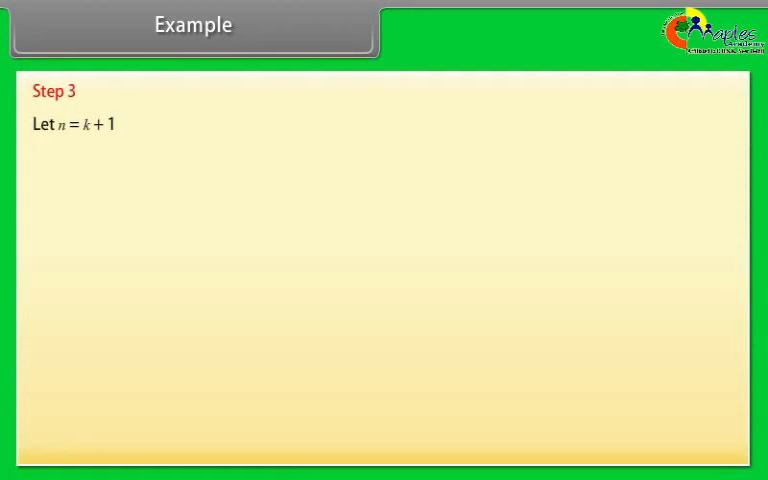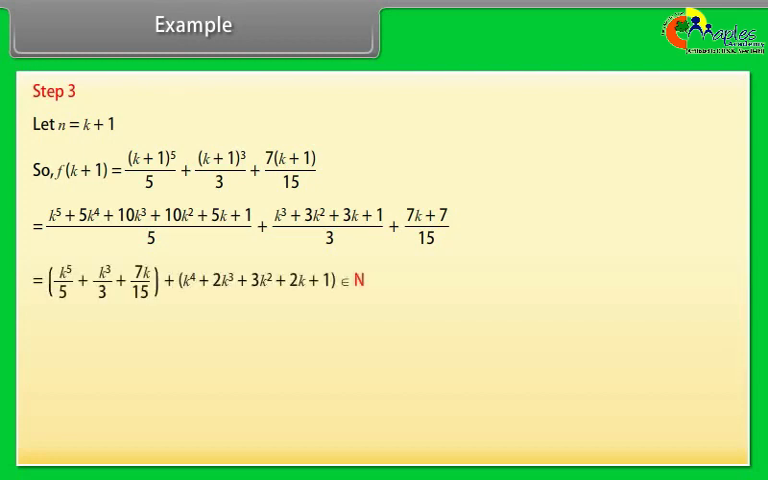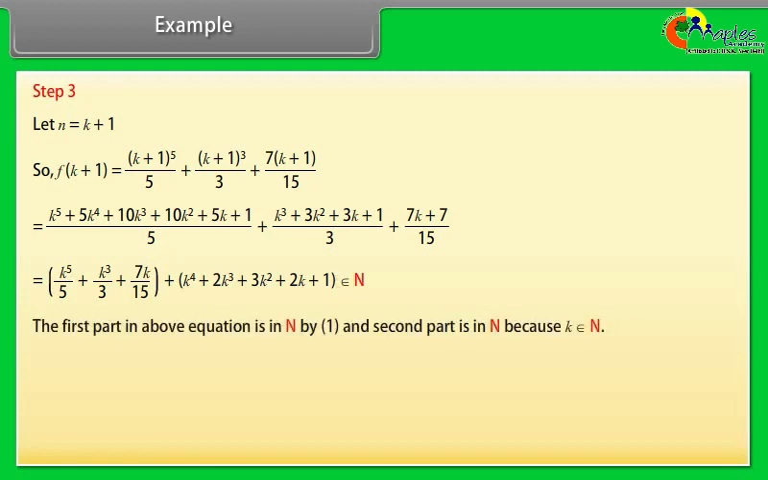Step 3. Let n equal k plus 1. So, f(k+1) is equal to (k plus 1) raised to power 5 by 5 plus (k plus 1) raised to power 3 by 3 plus 7 times (k plus 1) by 15. Now by calculating it, we get f(k+1) is equal to k raised to power 5 by 5 plus k raised to power 3 by 3 plus 7k by 15, plus k raised to power 4 plus 2 times k raised to power 3 plus 3 times k raised to power 2 plus 2k plus 1, which belongs to N. The first part in the above equation is in N by assumption 1 and the second part is in N because k belongs to N. So, the result is true for n equal to k plus 1.